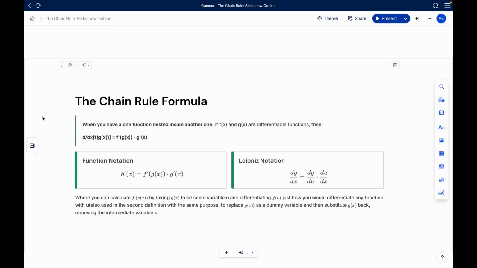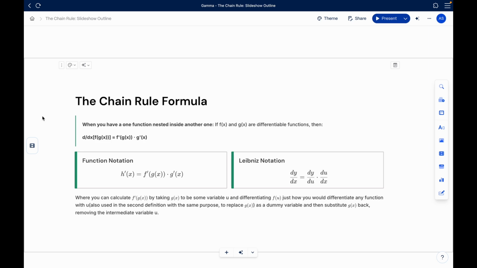Now, what that means is, when you have one function nested inside another, so basically f of g of x, first we have to identify the inner and the outer functions. Then we find the derivative of the inner function, that's g dash of x. Then for the outer function, we can basically say that g of x is some variable u.